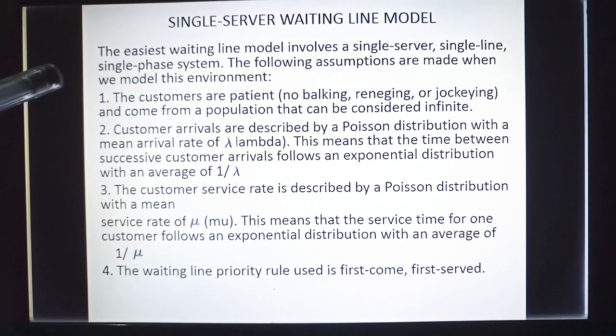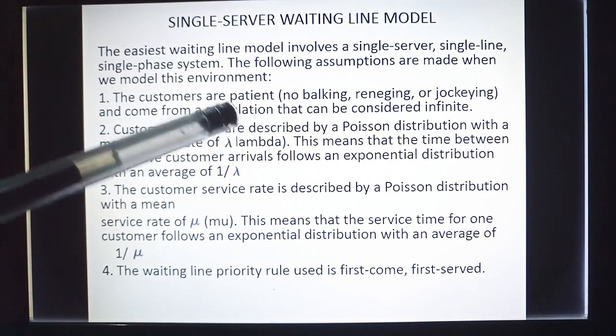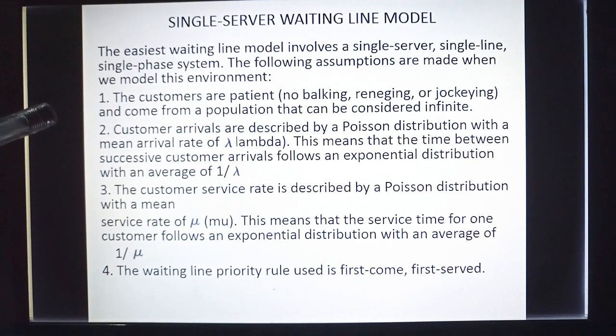First, the customers are patient, no balking, no reneging or jockeying, and come from a population that can be considered infinite. So customers are expected to be patient, with no balking, no reneging, and no jockeying. So it is expected that they are not transferring to another line, but of course we cannot prevent that if some of the customers will do that.